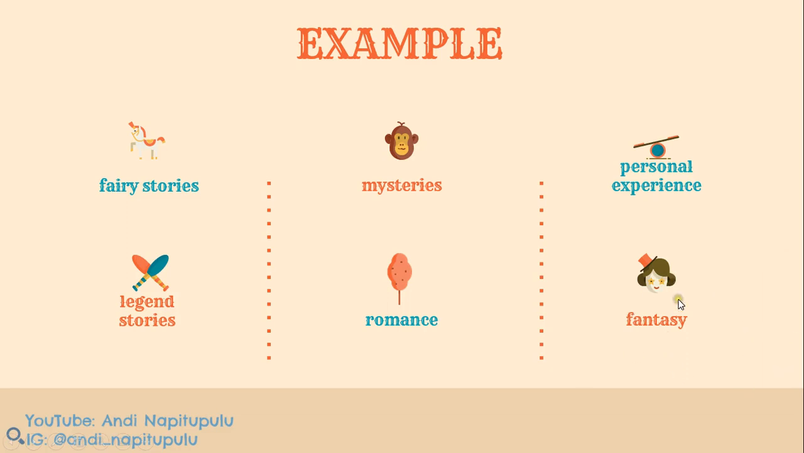And then fantasy. Do you know fantasy, right? It's the same thing with your imagination. Probably, guys, you have watched a movie called Fantasy Island. Do you know that movie? That's one of the examples of narrative text, Fantasy Island. Why is it called Fantasy Island? Because all of the story, all of the characters, all of the setting is made based on the imagination.